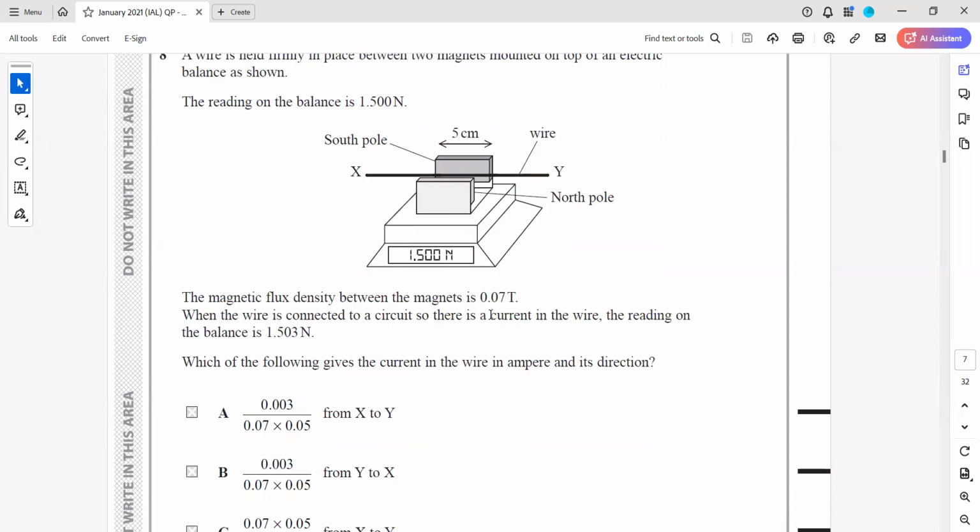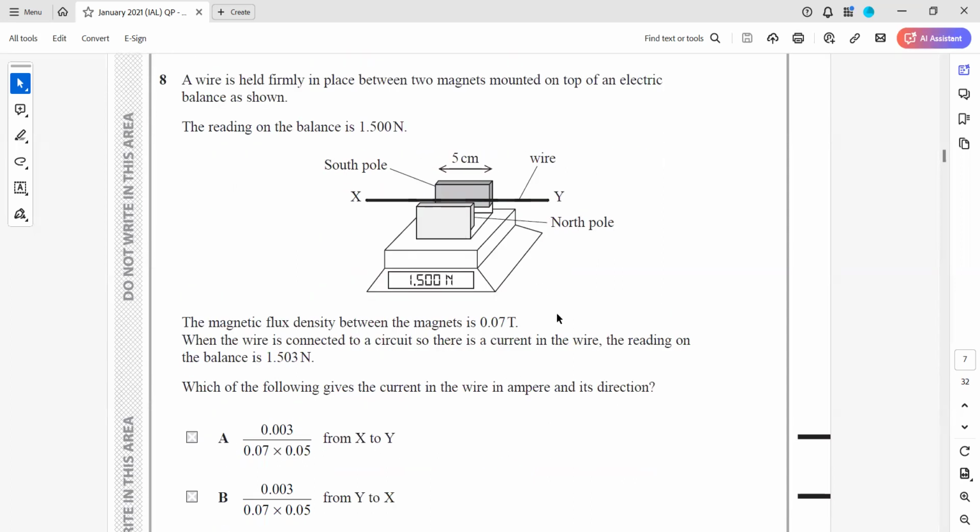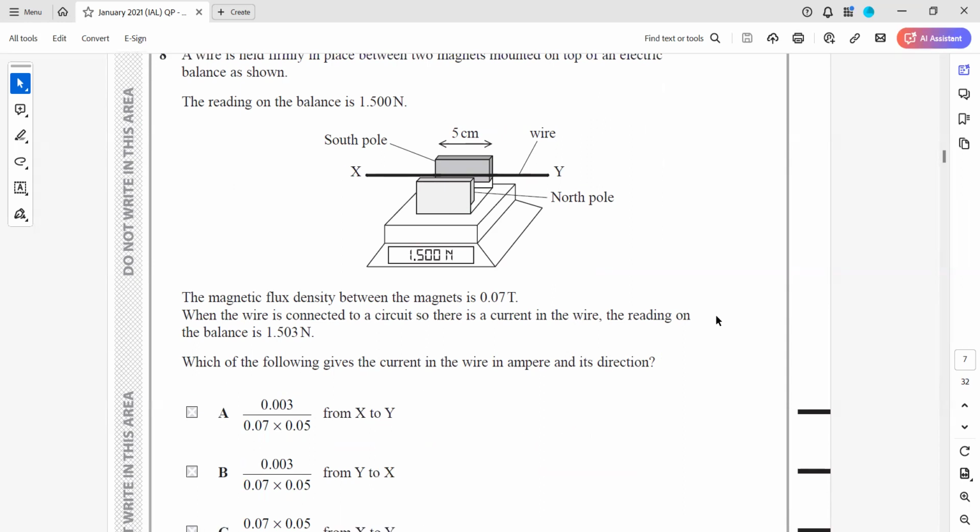The magnetic flux density between the magnets is 0.07 Tesla. When the wire is connected to a circuit, there is a current in the wire and the reading has increased.